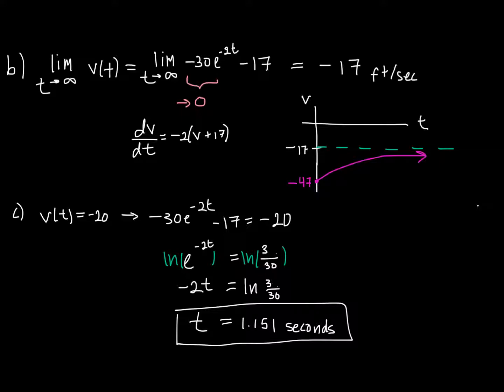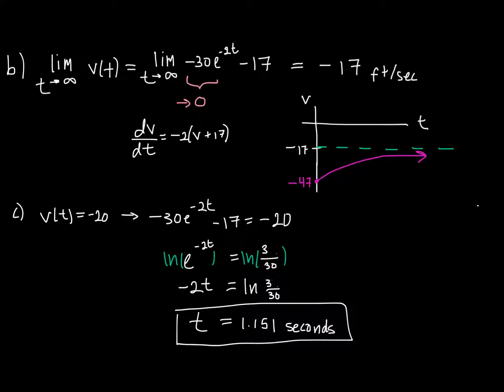In part C, I'm looking for the time when it is safe to land, and I'm told it's safe to land when the speed is 20 feet per second. Now pay attention to the fact that it was speed is 20 feet per second. We know we're traveling downward, so if we're traveling downward, that means our velocity is negative. So velocity would be negative 20. And when we have this set up, we're then good to go. The tricky part is making sure you have the velocity at negative 20.